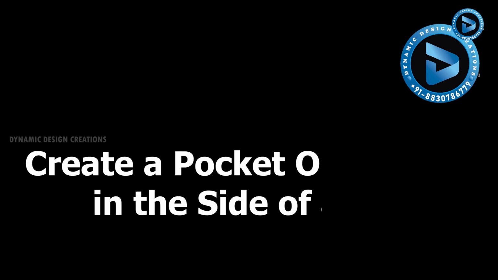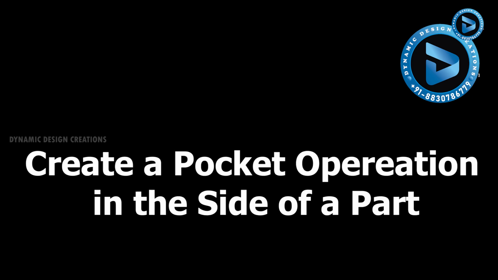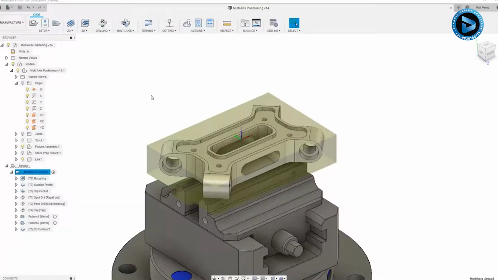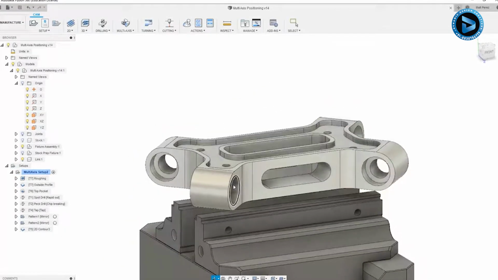In this lesson, we'll create a pocket operation in the side of a part. After completing this lesson, you'll be able to create a multi-axis position 2D contour toolpath and create a toolpath pattern. Let's carry on with the file from our previous example, and let's carry on creating some multi-axis positioning contours.